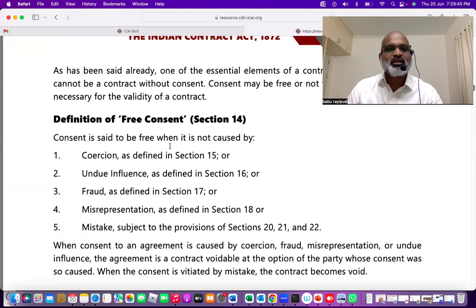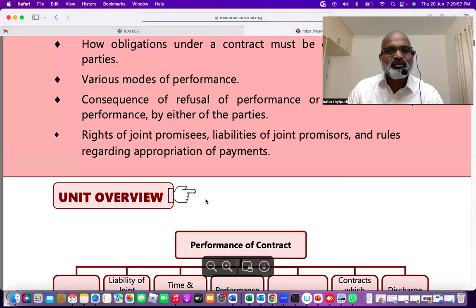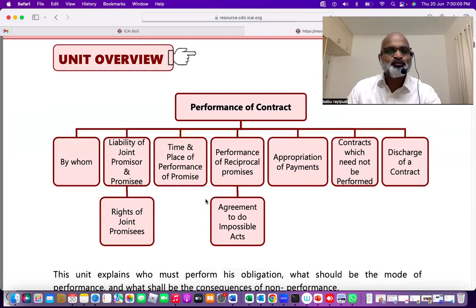Now here you see this paragraph. So free consent is 14, then 15 is coercion, 16 is undue influence, 17 is fraud, like this. Next one, if you look at performance of contract, here chart only I'm telling you. Please make sure you read thoroughly about performance of reciprocal promises and time and place of performance. And over here we have contracts which need not be performed, like novation, rescission, remission, waiver.